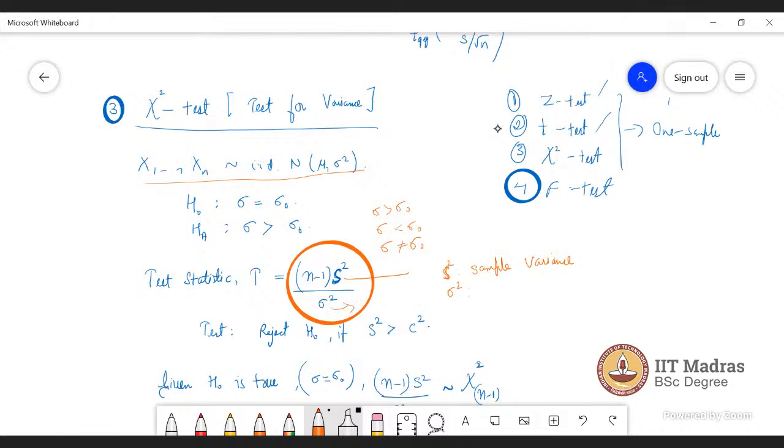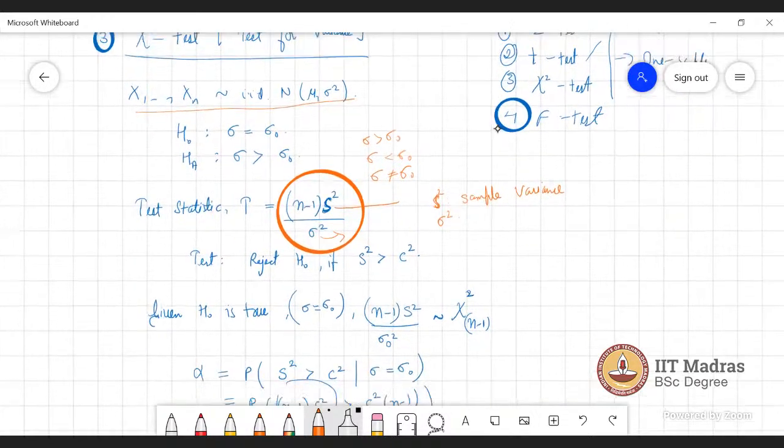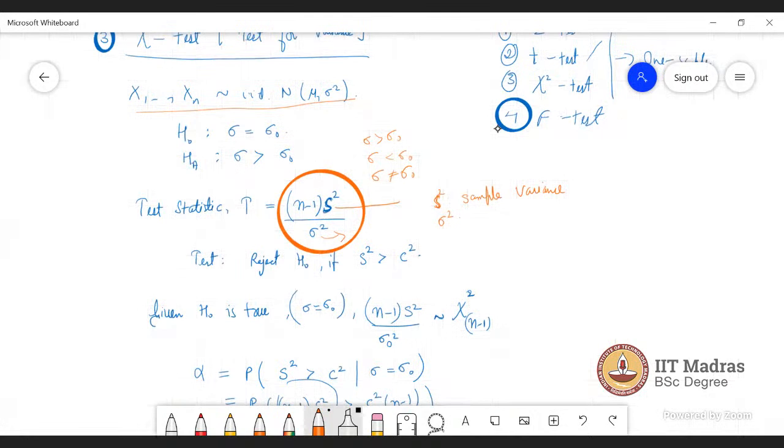In case of the chi-square test, we take our test statistic to be n minus 1 S square upon sigma square. And we decide the test the same way you have been deciding for the Z test. So if my alternative hypothesis says that sigma is greater than sigma naught, the test will be: reject H naught if S square is greater than C square. S square is again the sample variance. So this is our test.